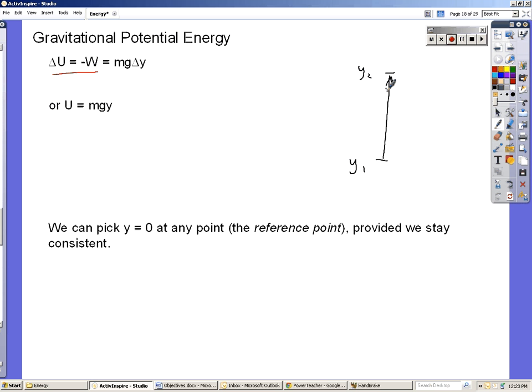If we look at the work that gravity does there, since gravity points downward, it's negative, opposite the direction of the displacement. Force is mg, and the displacement is y2 minus y1, or delta y. So the work is negative mg delta y. That means the change in potential energy is mg delta y.